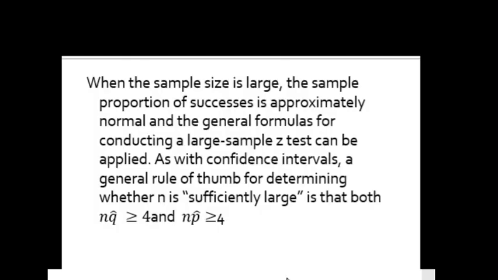When we are conducting the test for the proportion, we will pick a large sample from the population, and the proportion of successes is assumed to be approximately normal. With that, we will use the general formulas that we use for large sample Z tests. To see if we have a sufficiently large sample, just like confidence intervals, we can check to see if n times q hat and n times p hat are both greater than or equal to 4. So this will be our assumption.